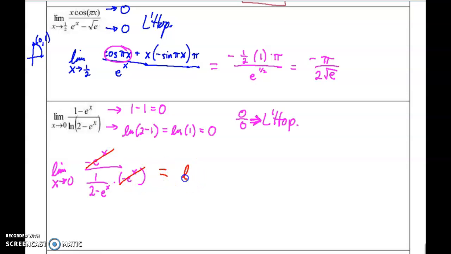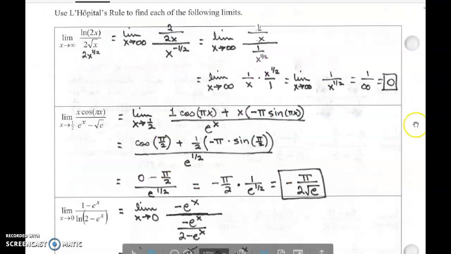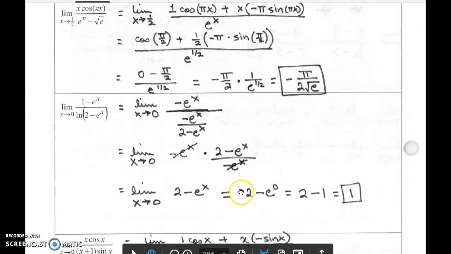So this would be equal to the limit as x approaches 0. Remember, to divide by a fraction is to multiply by its reciprocal. And e to the 0 power is 1. 2 minus 1 should be 1. It was way too easy for such a complicated start to a problem. But the answer key matches.